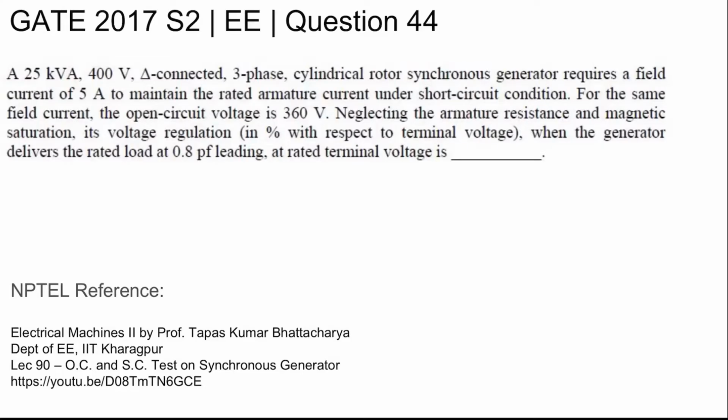This is GATE 2017 set to electrical question number 42. A 25 kVA 400 volt delta connected 3-phase cylindrical rotor synchronous generator requires a field current of 5 ampere to maintain the rated armature current under short circuit condition. For the same field current, the open circuit voltage is 360 volts. Neglecting the armature resistance and magnetic saturation, its voltage regulation, that is in percentage with respect to the terminal voltage, when the generator delivers the rated load at 0.8 power factor leading at rated terminal voltage is being asked.